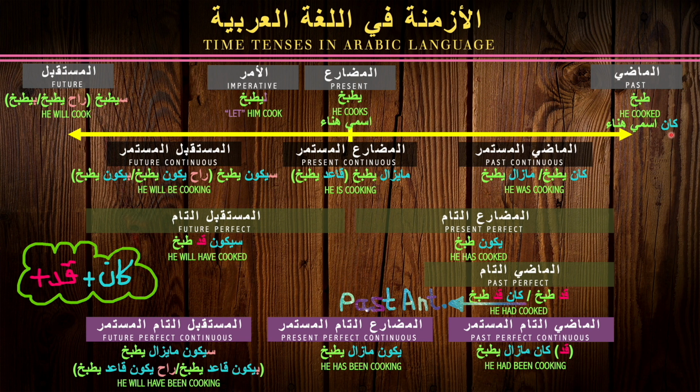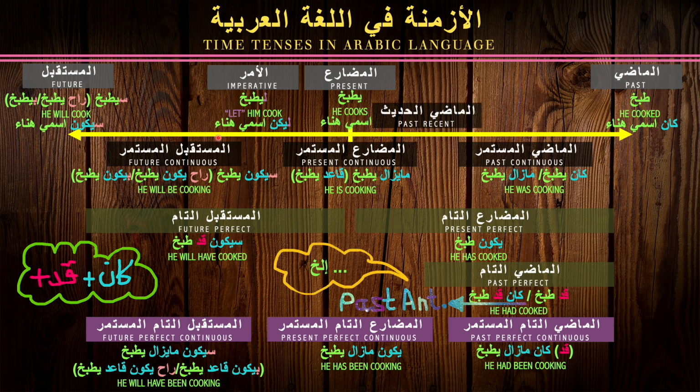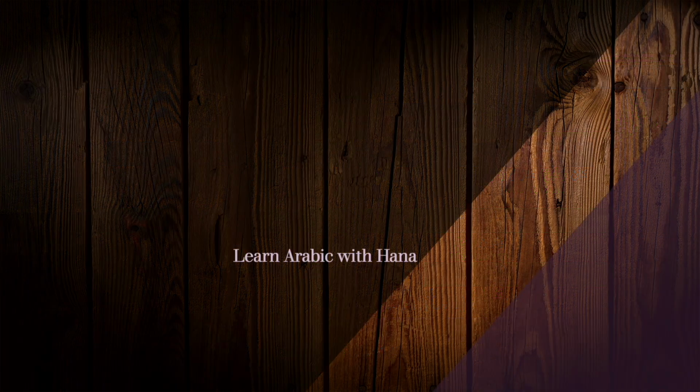For example, in the past I say كان اسمي Hana. My name was Hana. In the future سيكون اسمي Hana. My name will be Hana. And in the imperative, ليكن اسمي Hana, to be my name Hana. So as I mentioned, we have more to talk about for the time tenses, including the recent past, الماضي الحديث, and others for both the verbal sentence and the nominal sentence, and how we can change them to match different time tenses. Yeah, so that's it for this lesson.